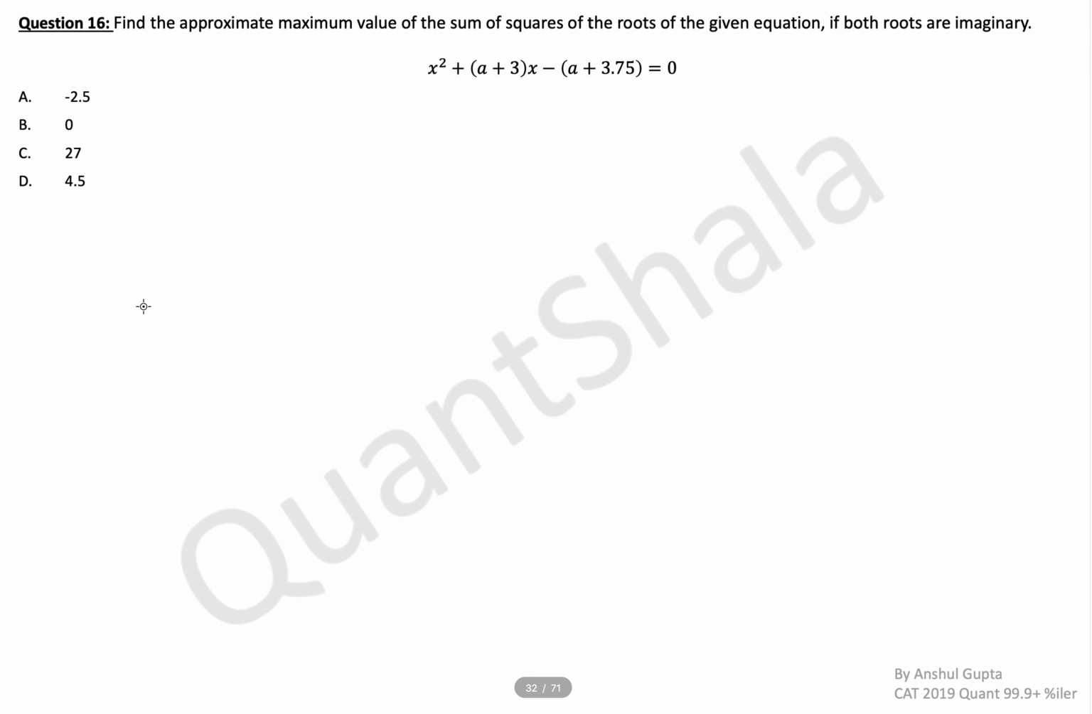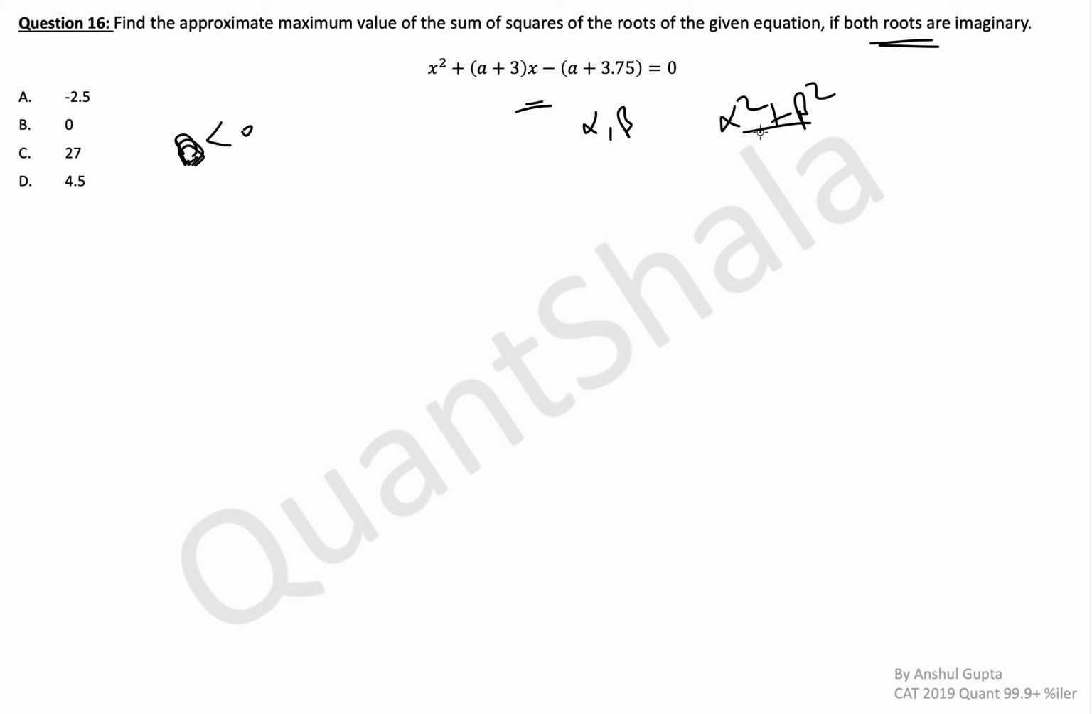Find the approximate maximum value of... this is a good question, a tricky question. You should know multiple concepts to answer this question: quadratic equations, inequalities. Find the approximate maximum value of the sum of squares of the roots of the equation. So if the roots of this equation are alpha and beta, you're supposed to get alpha square plus beta square. If both roots are imaginary, which means discriminant less than 0.